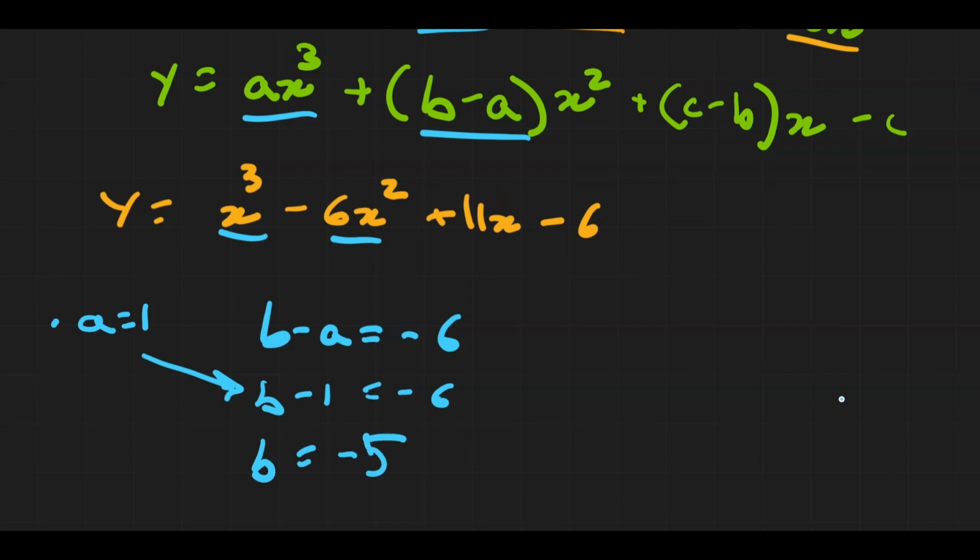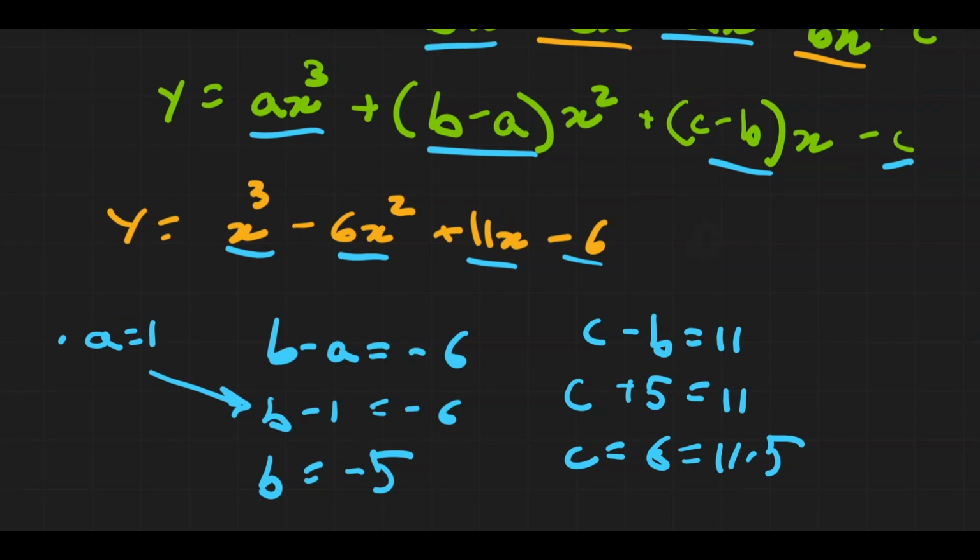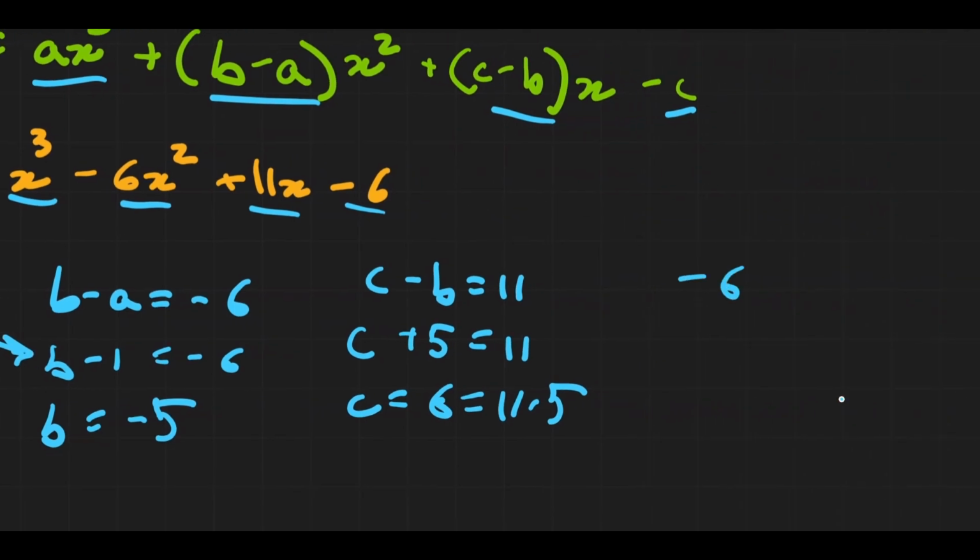We have c minus b equals 11. C plus 5, because we're minusing a negative number, equals 11. So c equals 11 minus 5, which is 6. And then we have negative 6 equals negative c. And this is a good way to check, right? We can divide both sides by negative 1. C equals 6. And that's what we got here as well. That's really awesome. So now we got values for a, b, and c.